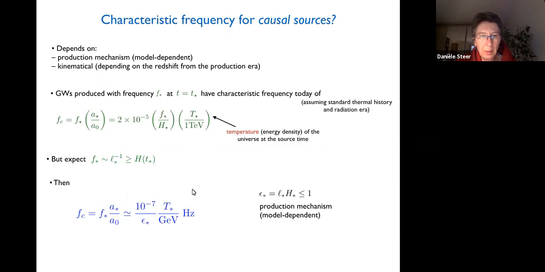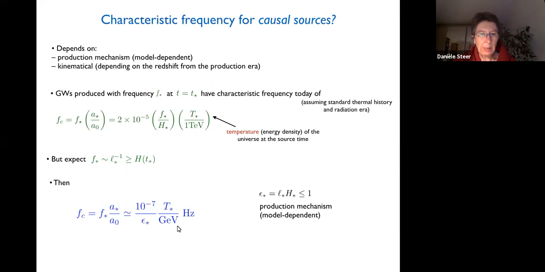And so I can write this characteristic frequency in terms of epsilon, and again in terms of the time at the source. And so I get that the characteristic frequency is of order 10 to the minus 7 times t, now I've measured it in units of GeV, divided by this epsilon, which itself by causality has to be less than 1.